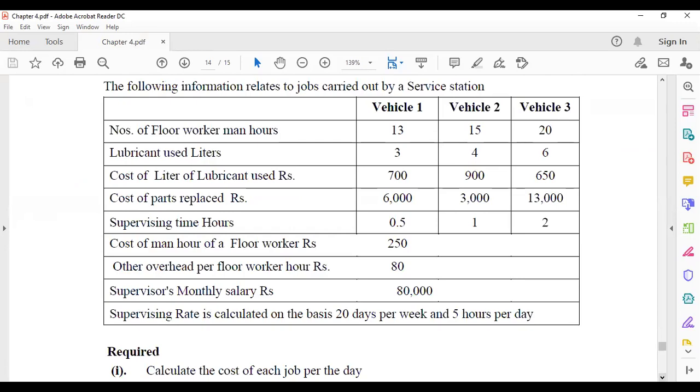The following information relates to a job carried out by a service station. So it's a kind of service station. They have served in a particular day 3 vehicles, vehicle 1, vehicle 2, and vehicle 3. The number of floor worker man hours, the labor that it takes for each of the vehicles, is given. It's 13 hours, 15 hours, and 20 hours. And also the lubricant that they have used in the process is given: 3 liters, 4 liters, and 6 liters.